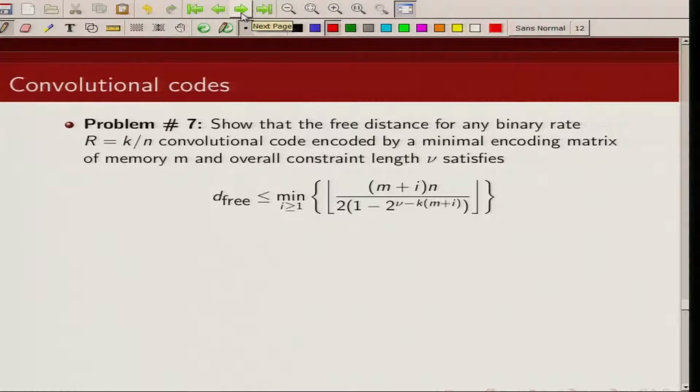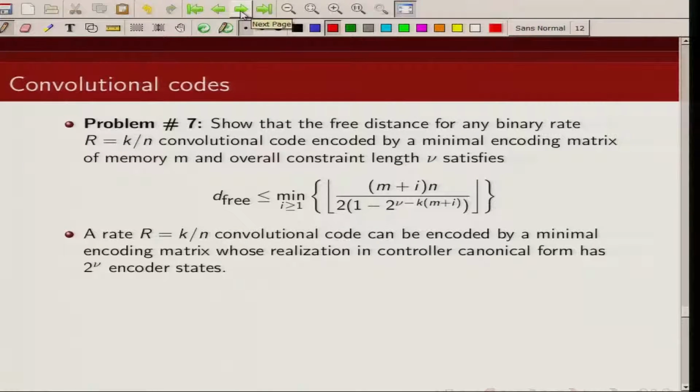Next, we are going to show a bound on free distance of convolutional code. So, show that if you have a rate k by n convolutional code whose encoding matrix has memory m and overall constraint length mu, then free distance is upper bounded by this. So, if you have a rate k by n code, we can realize it using controller canonical form using 2^mu encoder states, because this overall constraint length is mu.